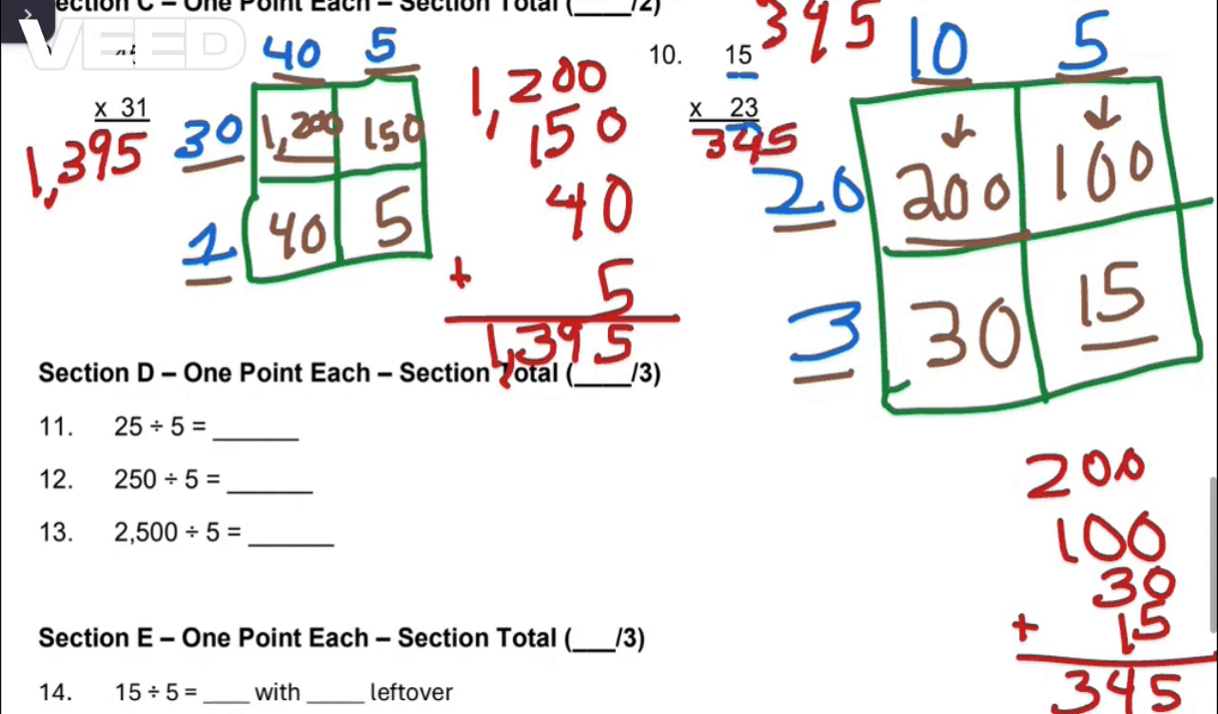And there you go. This is how you solve 2-digit by 2-digit multiplication, when the numbers you're multiplying each have 2 digits.